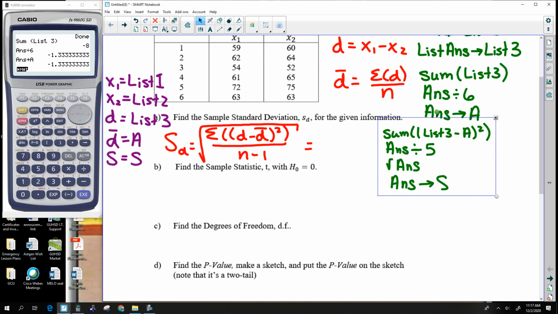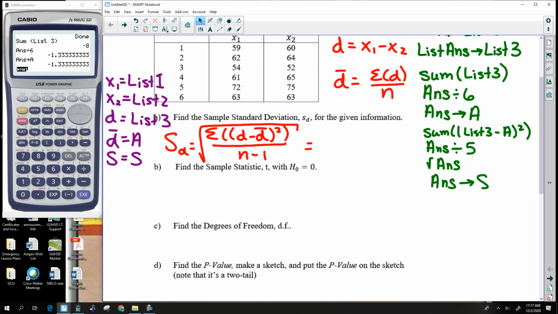So this is what I do for this part. Just following the formula, this is going to be the sum, double open of D minus D bar, closed squared closed, divide by n minus 1, square rooted. Okay, that's my answer, and I store it as the letter S.